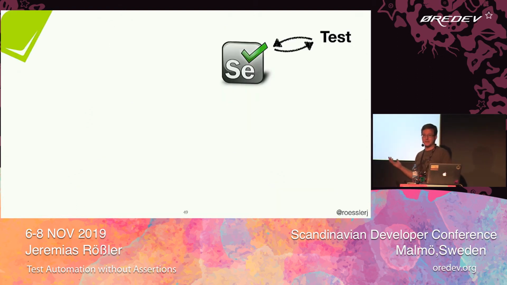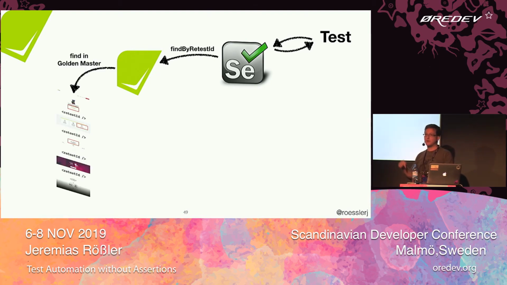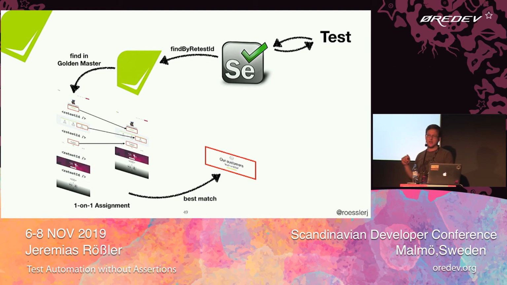And essentially it works the same. So if you want to use a retest ID, and that's a drop-in replacement for the find by mechanism, then we go to the golden master, find the element there, make a one-on-one assignment, return the best match, and return the element. We just do it this time with the retest ID, and this is, as I said, virtual because it doesn't exist on the actual website, and it's constant because it's virtual.